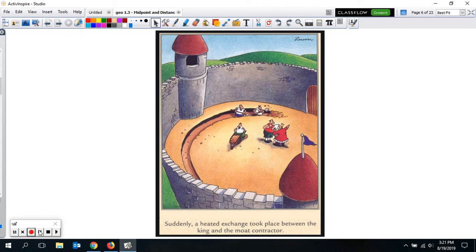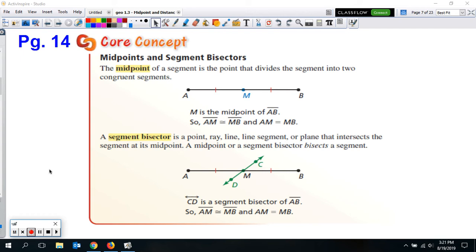All right, so as we get into our geometry now, the first thing we look at is some vocabulary. This is in your book on page 14, so you don't have to write these down, but just highlight the vocabulary here in this core concept. We're seeing midpoint, segment bisector. The midpoint of a segment is the point that divides the segment into two congruent segments. It's right there in the middle.